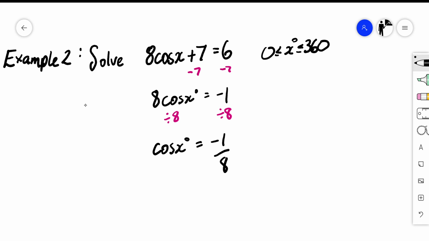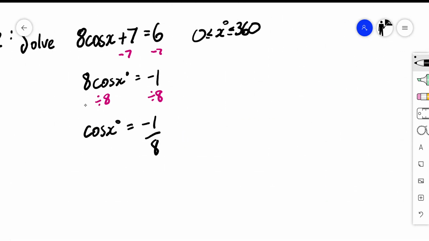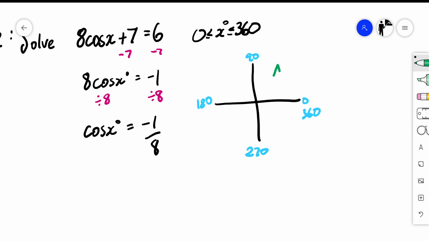That's going to be -1/8. We've got cos x as the subject. Now that we've got that, we can draw a CAST diagram. 0, 90, 180, 270, 360. We've got all, sin, tan, cos, quadrant 1, quadrant 2, quadrant 3 and quadrant 4.